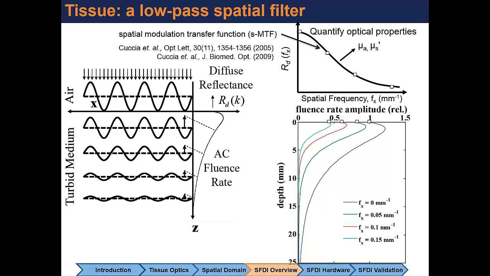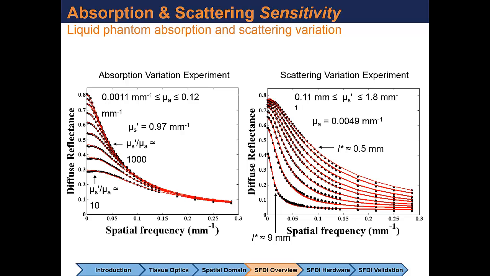So this is the spatial modulation transfer function. The diffuse reflectance is the MTF. And this is what those MTFs look like when you vary either absorption on the left or scattering on the right. So I'm plotting diffuse reflectance versus spatial frequency again. You can see like this frequency is 0.1 per millimeter. So that's a 1 centimeter period.